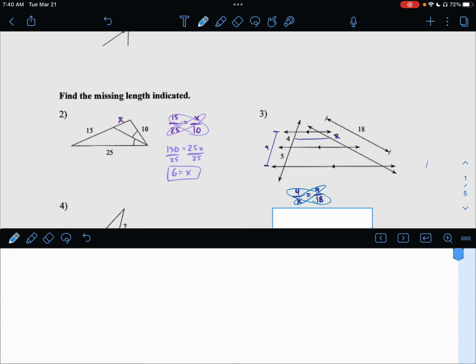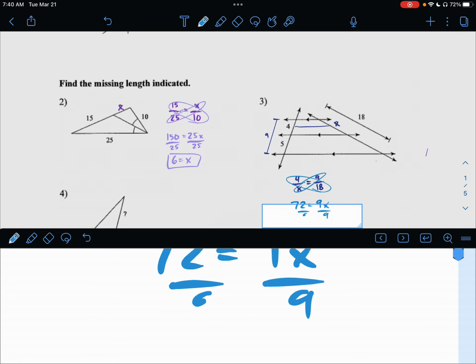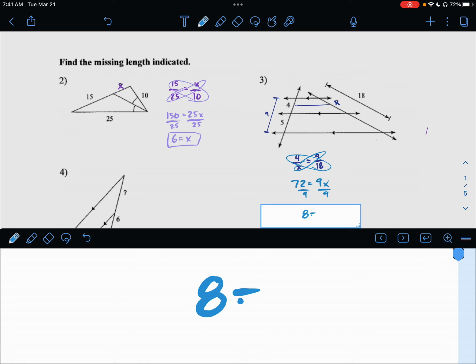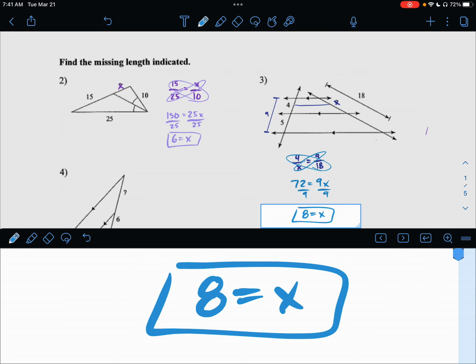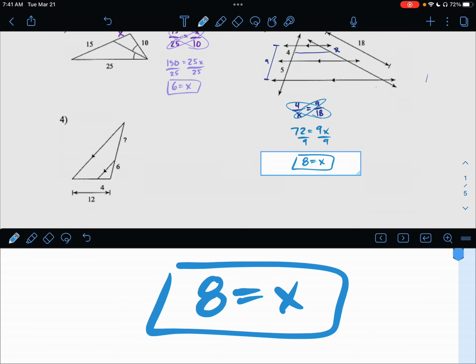So 4 times 18 is 72. 9 times x is 9x. And divide both sides by 9 to get that x is going to equal 8. All right, so that's number 3. Number 4 is going to be pretty similar.